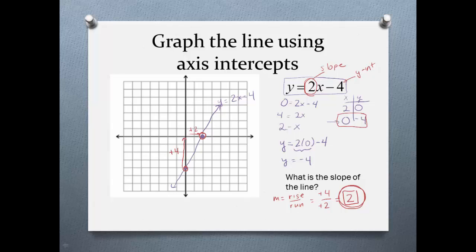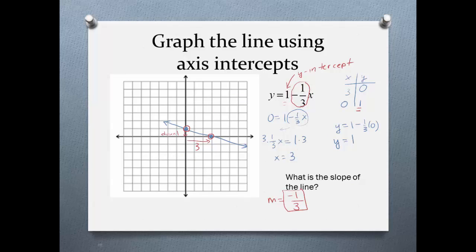That means the slope is always the coefficient of x if your equation is solved for y, meaning it just says y equals. If your equation isn't solved for y, you can't see the slope and the y-intercept right away. And again, this equation is solved for y. The slope is the coefficient of x, the -1/3, and the y-intercept is the term without the variable in it, or the constant term.